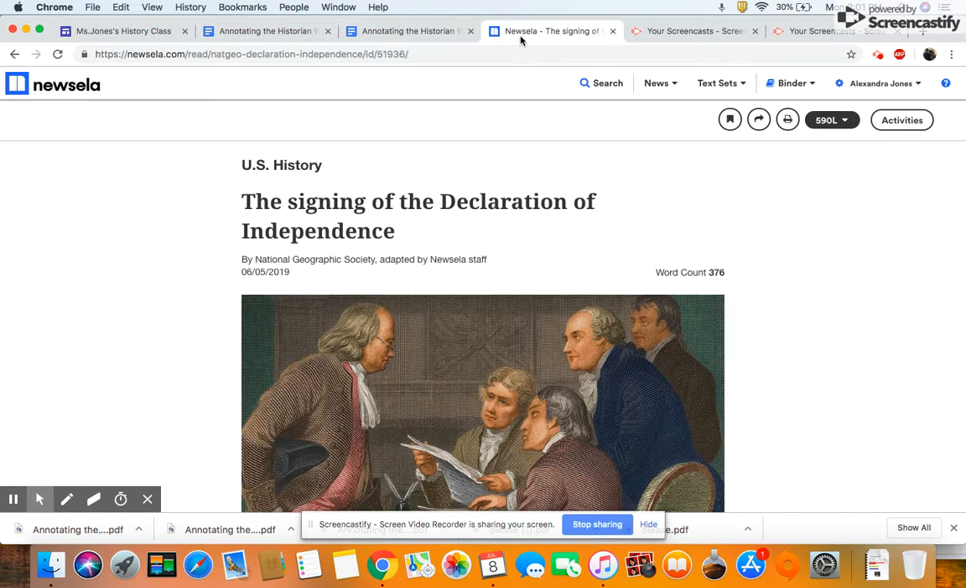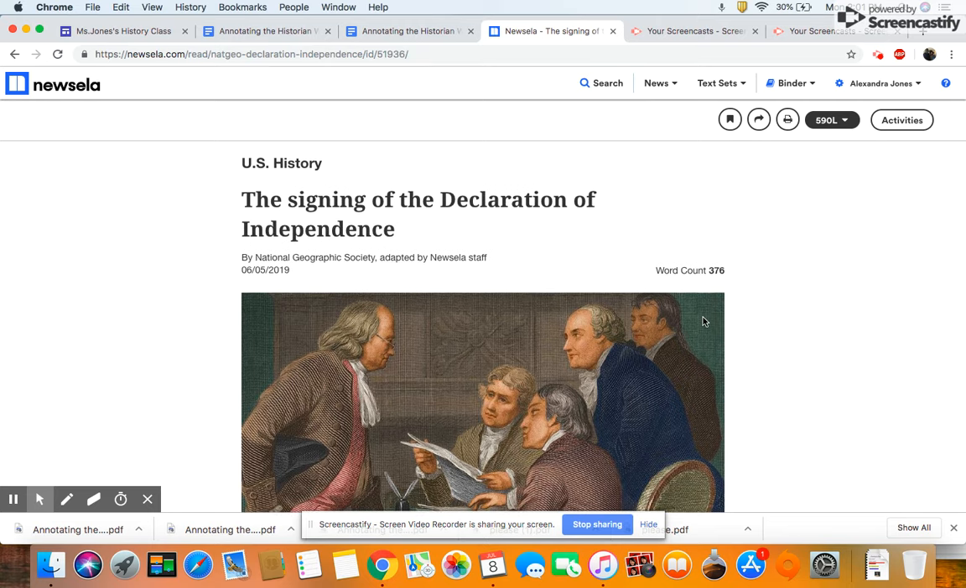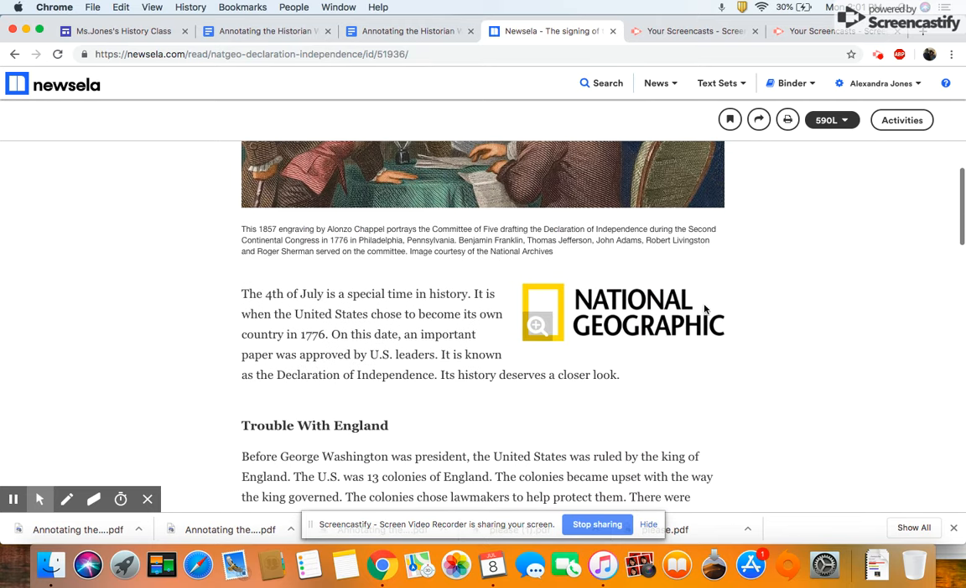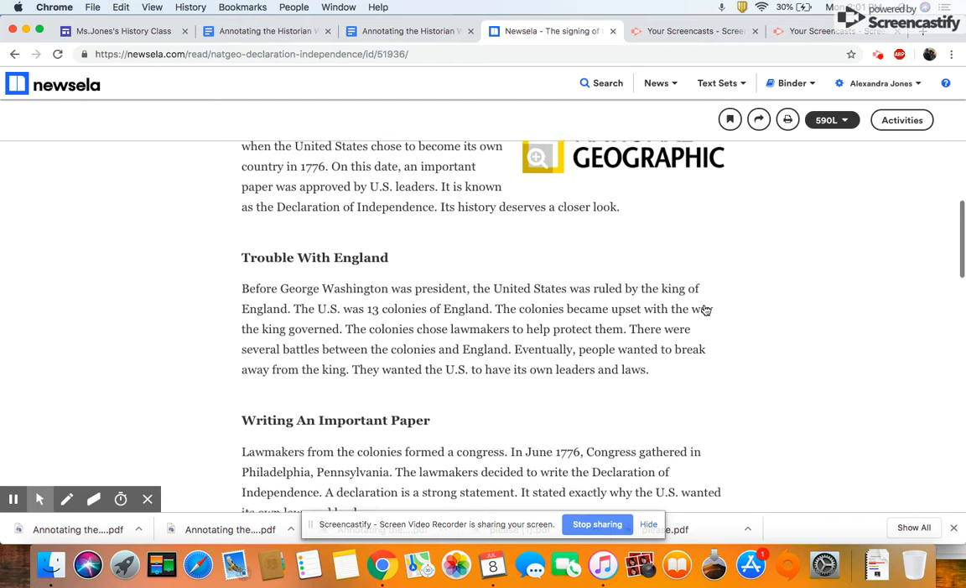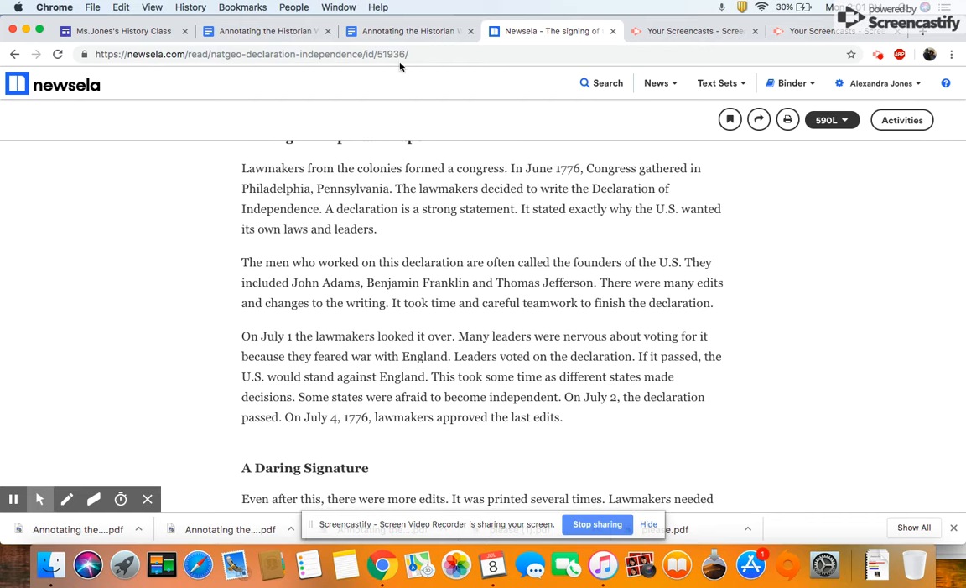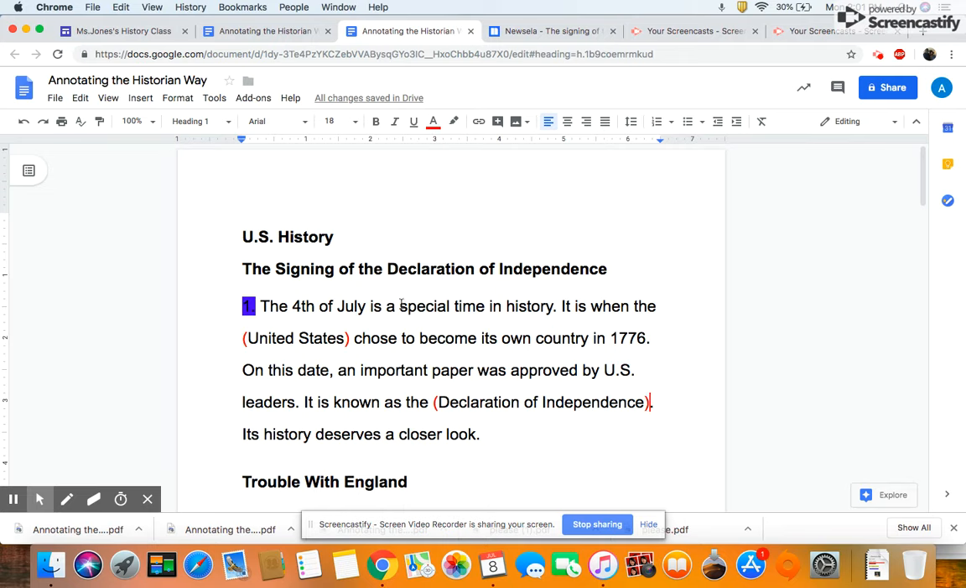The document that we're going to be reading is the signing of the Declaration of Independence, and it's from Newsela. This document is on the lowest Lexile level, just because I wanted to show that this strategy works for different types of readers in the classroom. So we've copied the article onto a Google Doc.